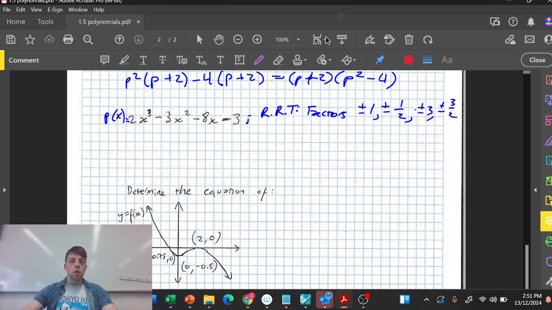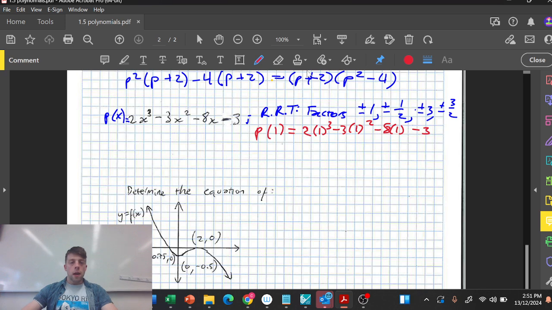So let's start by trying out, for argument's sake, p of 1. Let's put that into this equation. So replacing x with 1, this is going to be 2 times 1 cubed minus 3 times 1 squared minus 8 times 1 minus 3. All right. So 2 times 1 cubed is equal to 2, minus 3 times 1, minus 8, minus 3, that is definitely not equal to 0. Okay, let's go back to the drawing board on that one.